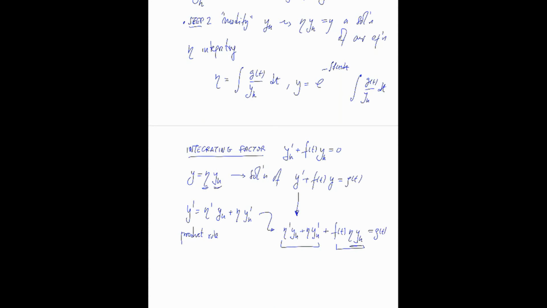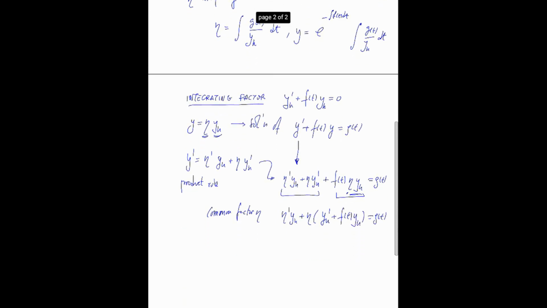Okay, so to do that, now we take the common factor eta, this integrating factor, and we have eta prime yh plus eta times yh prime plus f of t yh, equals g of t. But now we know the homogeneous solution yh solves this equation up here, so this has to be 0. So we have eta prime yh equal g of t, and the integrating factor is equal to the integral of g of t divided by the homogeneous solution dt.